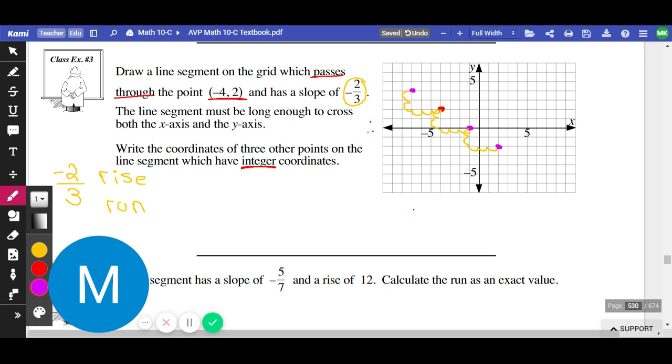Does anybody have any questions about finding those other points? They give you a starting point, they give you a map. The map is rise over run, and it guides you to the next spot. They said write 3 other points. My 3 other points are those 3 purple points. Let's write out their coordinates. The first one was at x value -1, y value 0. That was this guy. This one was x value 2, y value -2. And this one up here was -7, +4.